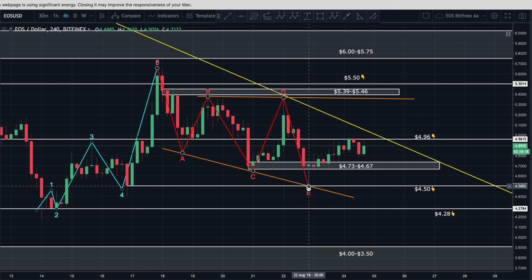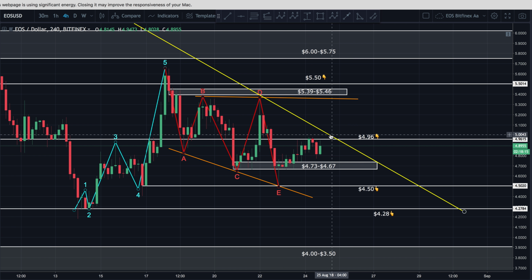So if this is in fact the count, guys, we're approaching this descending resistance line denoted in yellow that's been in place for so long. That is a very, very strong resistance line, guys. As I've said in the past, this line is no joke. We're obviously approaching that line.